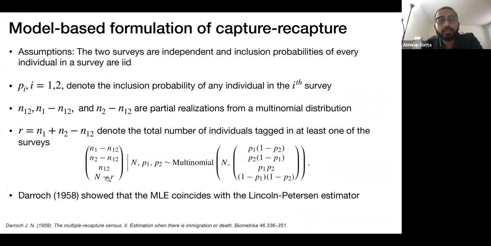And so you have a likelihood for your unknown parameters N, P1, and P2. And this paper in 1958 and 59, I think there were two papers. This is number 2, and there was also number 1. I missed that citation here. It showed that the maximum likelihood estimate from this model coincides with the Lincoln-Peterson estimator.